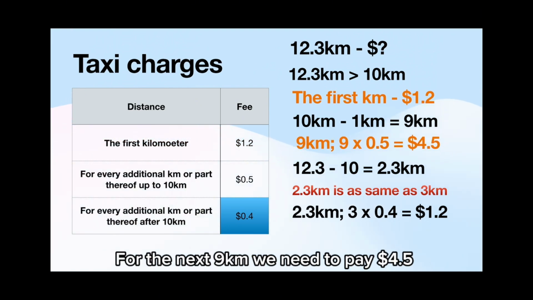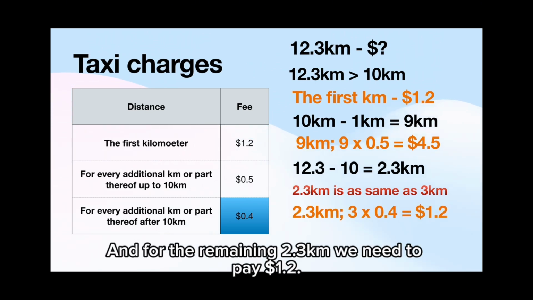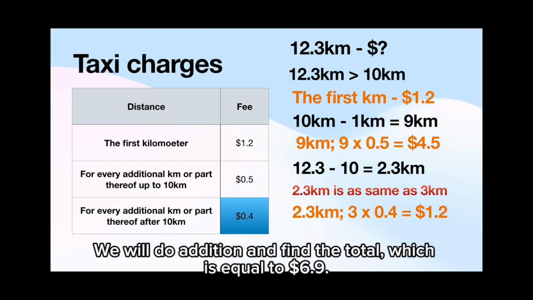Thus, for the first km we need to pay $1.20. For the next 9 kilometers we need to pay $4.50. And for the remaining 2.3 kilometers we need to pay $1.20. We will do addition and find the total, which is equal to $6.90.